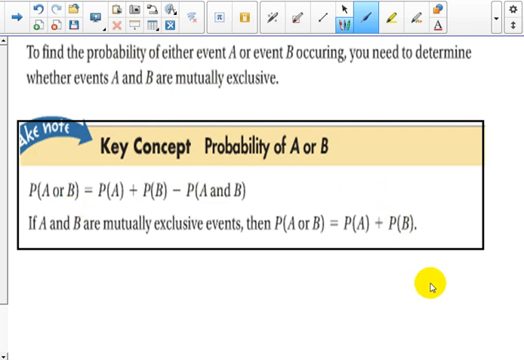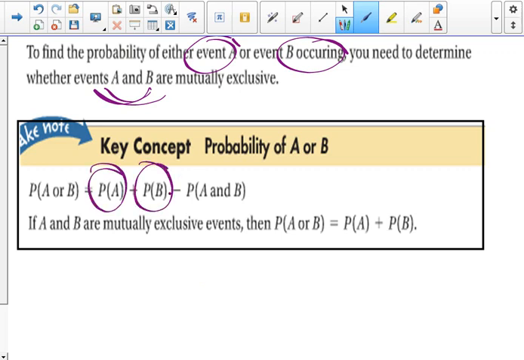It says the probability of either event, event A or event B occurring, you need to determine whether events A and B are mutually exclusive. Okay, so when you have probability of A or B, you're going to have probability of A plus the probability of B, and you're going to subtract the things that are both A and B. And I know in words this is sort of hard to visualize. We'll look at an example. Okay?